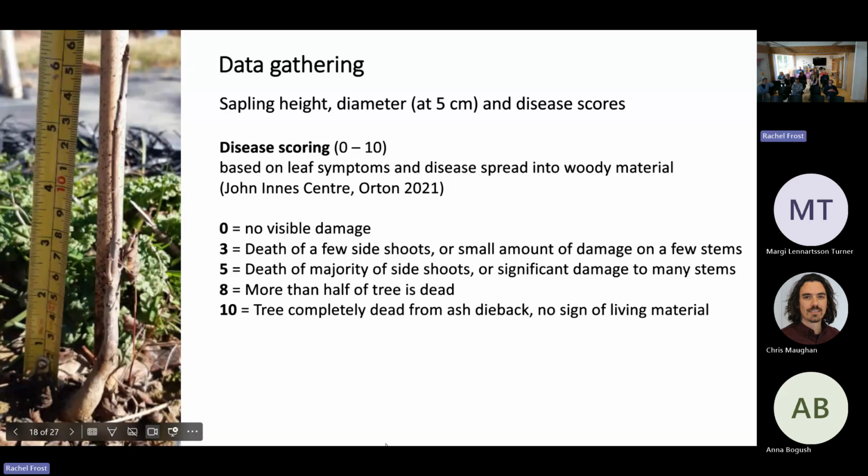So the data gathering involved measuring the saplings, but also scoring them for ash dieback disease. And the system I used was one that had been devised at the John Innes Centre over in Norfolk, where I had some training with them. And it goes from 0 to 10. So 0 is no disease symptoms at all, through the trees with slight disease symptoms, and all the way through to trees that were completely dead from ash dieback, so a score of 10. And that's quite a common method in plant pathology.